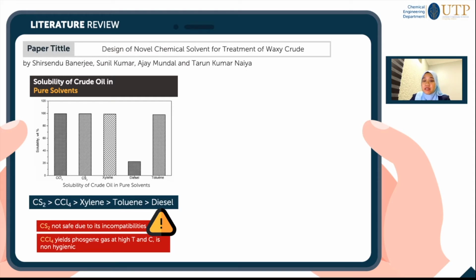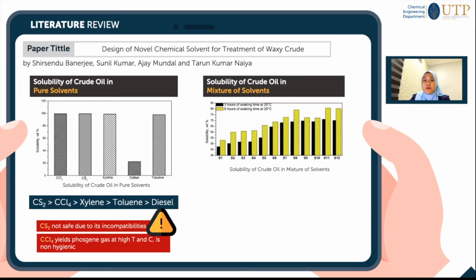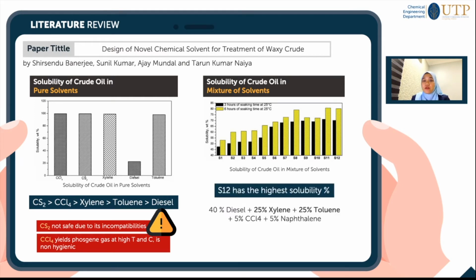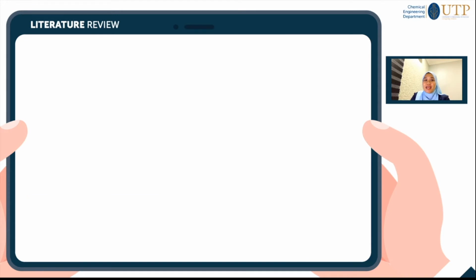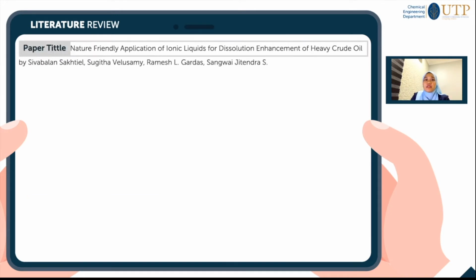The next study in this paper was on the solubility of crude oil in a mixture of solvents. It was found that mixture S12 has the highest solubility percentage, consisting of 40% diesel, 25% xylene, and 25% toluene. Diesel is added to increase the flash point, while naphthalene is added to achieve better solubility of higher molecular weight hydrocarbons.